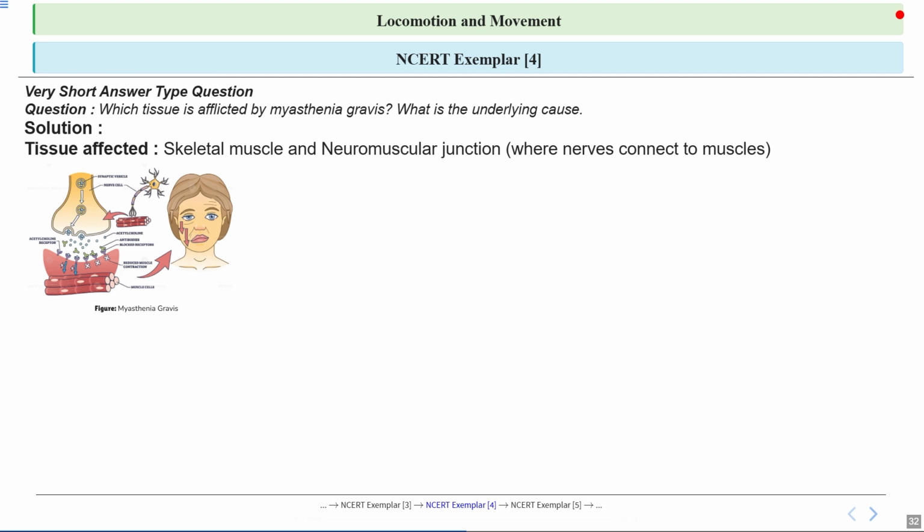You can see this condition here. The major affected areas are skeletal muscle and the neuromuscular junction.